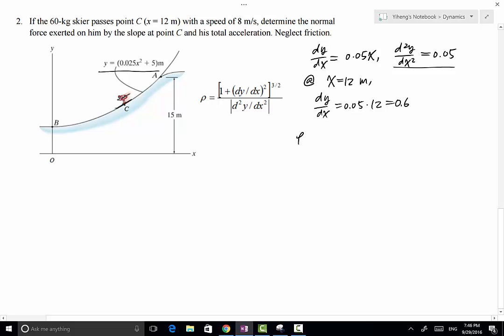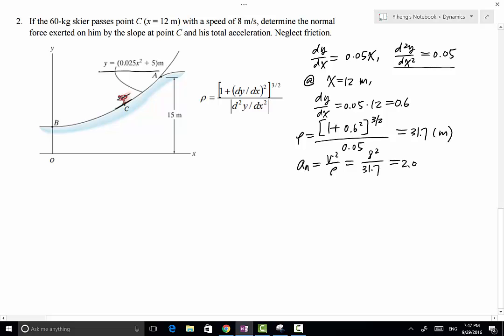Therefore, rho, the radius of curvature at this point, equals 1 plus 0.6 squared raised to the 3/2 power, divided by simply 0.05, that is already positive, and this equals 31.7 meter. That's the radius of curvature here. Therefore, an equals v squared over rho, which is 8 squared over 31.7, and that is 2.018 in the unit of meter per second squared. So we have determined an.